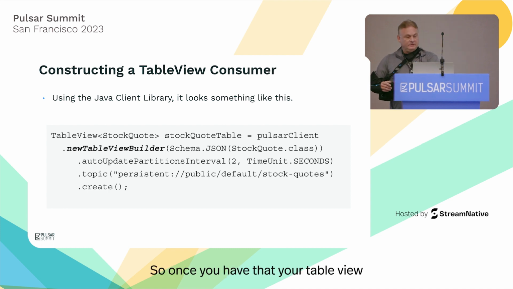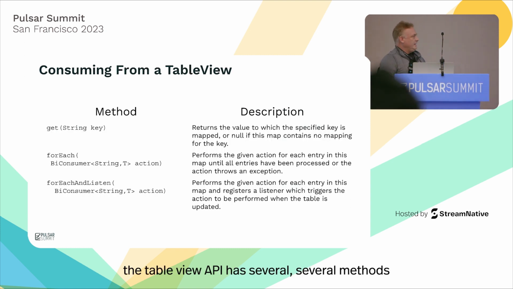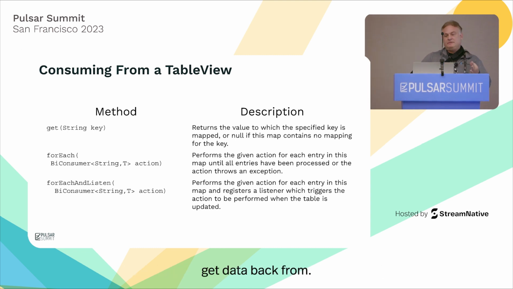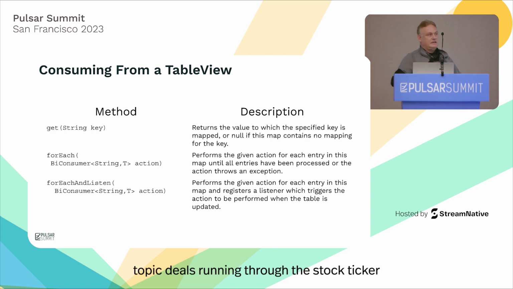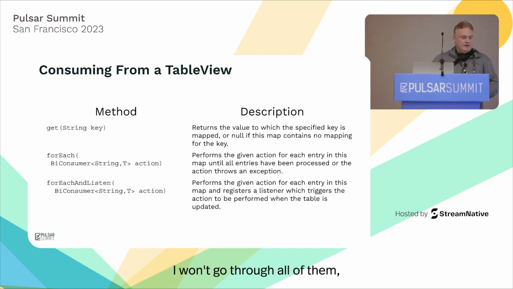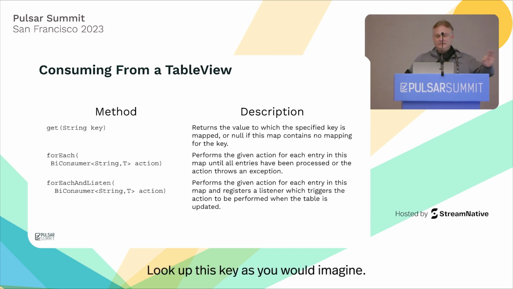So once you have your TableView client library in place and you have this running inside your code, the TableView API has several methods obviously, but these are the 3 that actually get data back. This is how I access the data. So I created this TableView, I have a compacted topic, data's running through the stock ticker quote, and I want to access this data in different ways. I won't go through all of them, but there are basically 3 different ways. Get by key, it's a point in time look up of this key, as you would imagine.